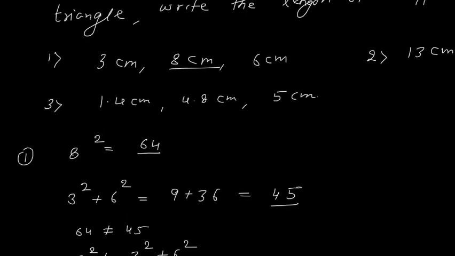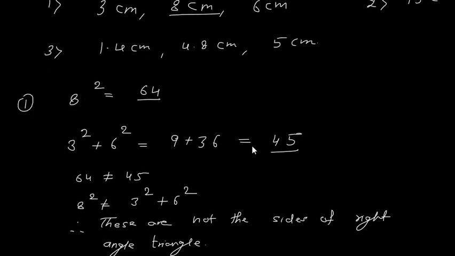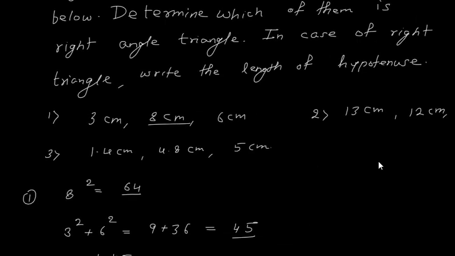Okay, now the second question. Second question, I feel you should try yourself. 13 centimeter, 12 centimeter and 5 centimeter. Check out: the longest side is 13. So you will take the square of 13 and then you will take the sum of squares of 12 and 5.